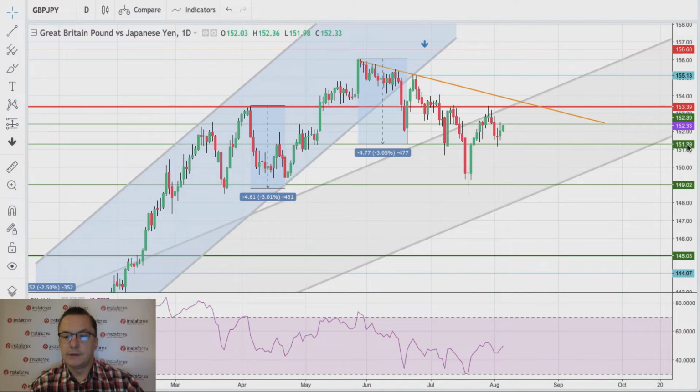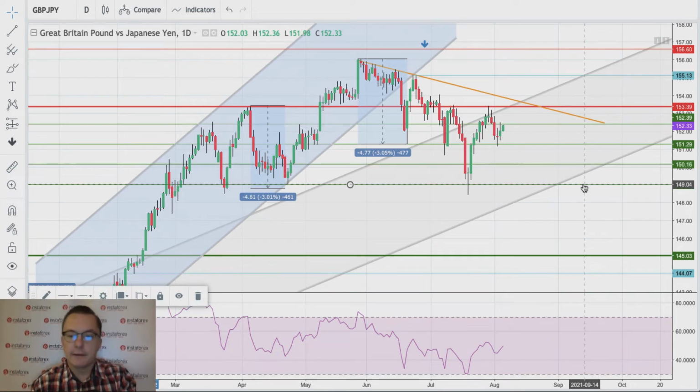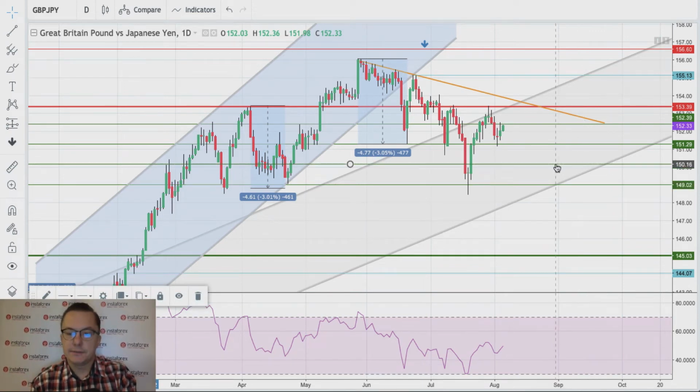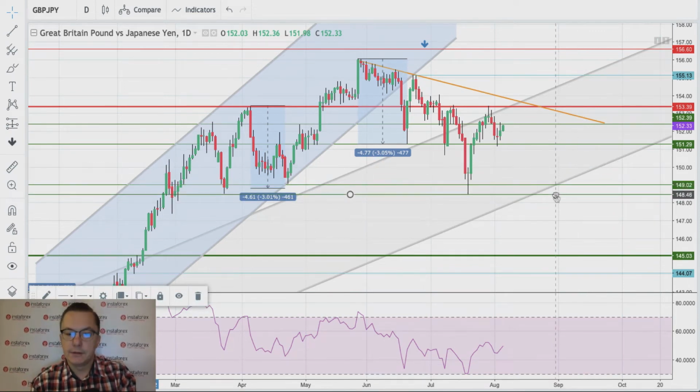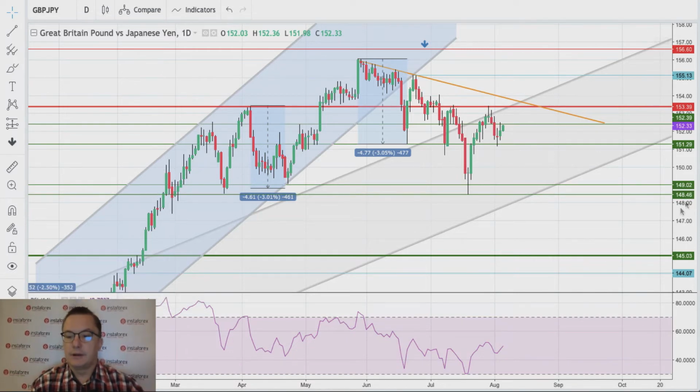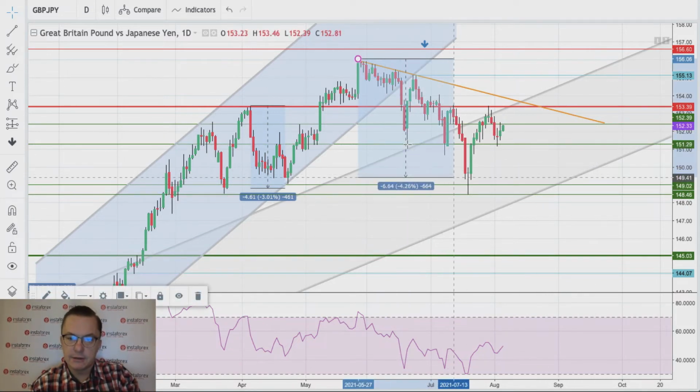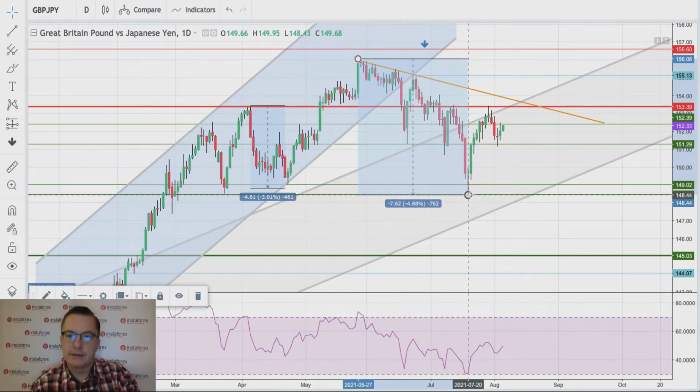Supports are 152.33, 151.29, and the key support with this very, very nice pin bar into it, 149.02. Let's make a range of this zone, of this level, and you have 148.46. Altogether, last piece of information, so far we got around 4% of decline.